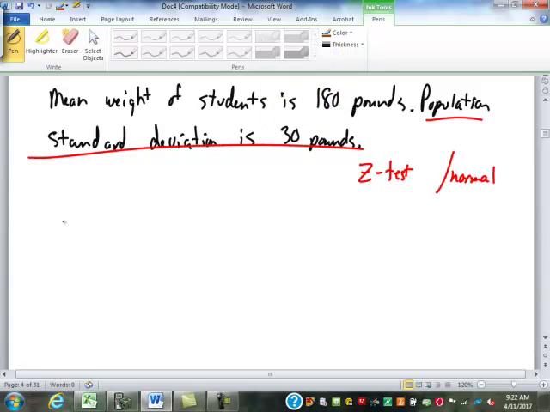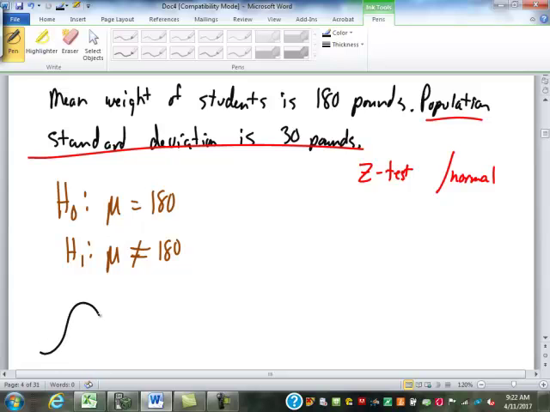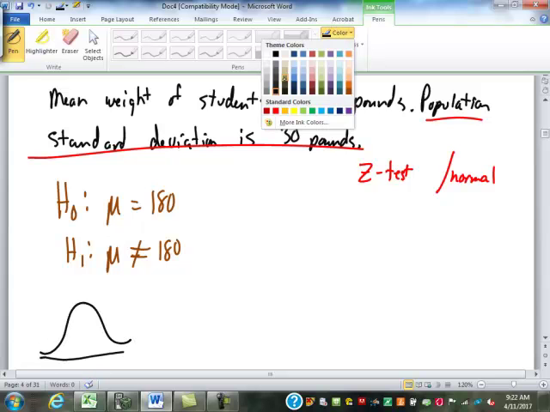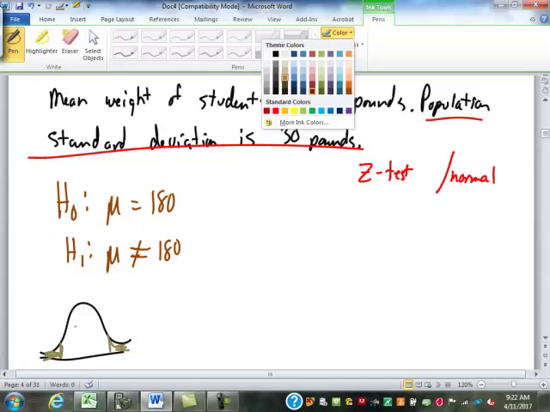Based on this, let's get our hypotheses. It doesn't say at most 180 pounds or at least 180 pounds. It just says 180 pounds. So we're assuming the mean is 180 pounds, and the alternative is that the mean is not equal to 180 pounds. By saying not equal to, we're saying we will reject if we get a value that is too large or too small. A value that's too far away from that hypothesized mean of 180 will reject it no matter which side it's on.